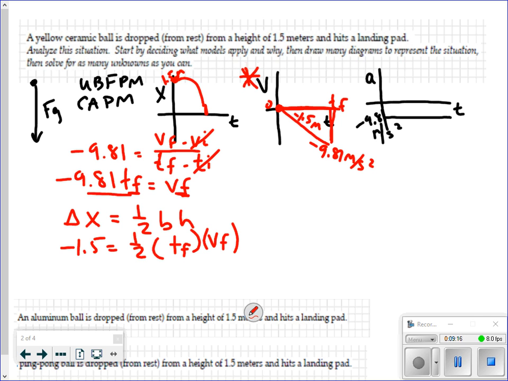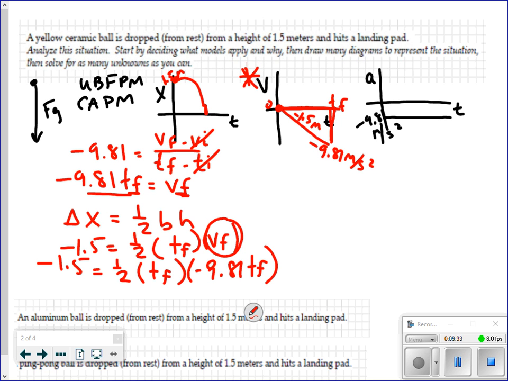I'm going to take this and I'm going to put it right there because I'll substitute it out, and then I will be able to solve very quickly. So negative 1.5 equals 1/2 TF times negative 9.81 TF. And I'm going to move up a little bit so we got some space here. Now, I'm going to get rid of my 1/2 by multiplying both sides by 2 to get that out of here. Otherwise, I'm dividing by 1/2. I'm not dividing by 2, I'm dividing by 1/2, so don't make that mistake. Negative 1/2 times 2, negative 1.5 times 2 equals negative 3, equals negative 9.81 TF squared.